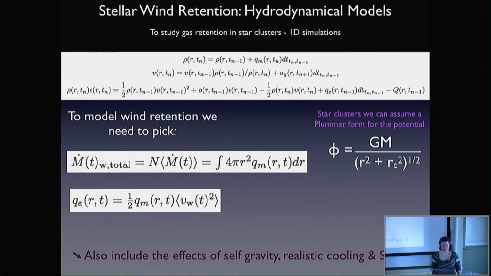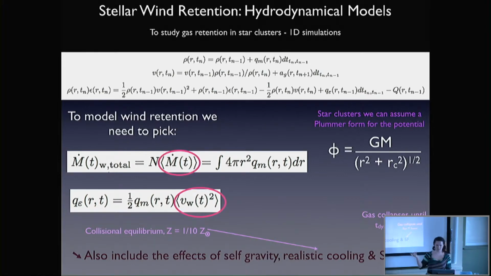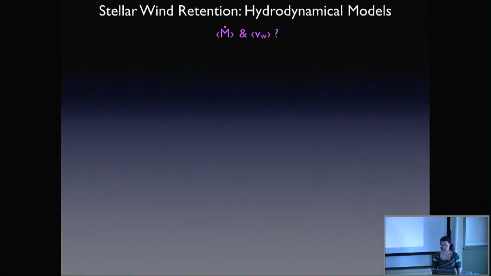It's easy, it's analytical. And we're also going to include the effects of self-gravity, cooling, and for star formation, we're just going to follow it until it collapses such that the dynamical time is less than the sound crossing time, and not actually follow the detailed star formation, but that's something that potentially you could do as well. Okay, so it turns out the hinky part is picking out the average mass loss rates and average wind velocities for stars. So what are those things?